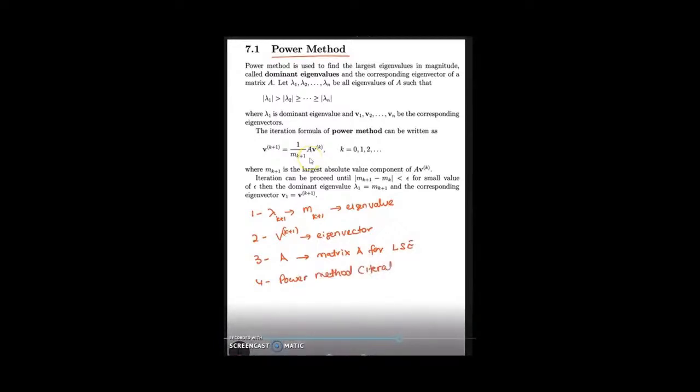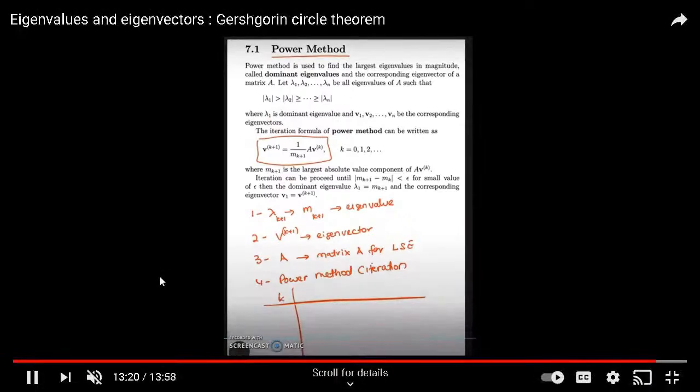The stopping condition is that the absolute value of m_(k+1) minus m_k is less than epsilon. The power method is an iterative method, so to carry out the iterations, you need to develop a table.